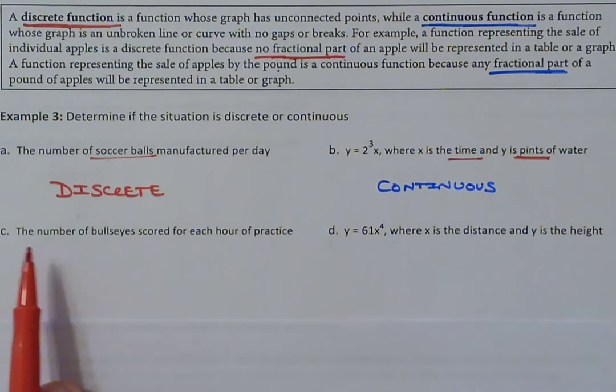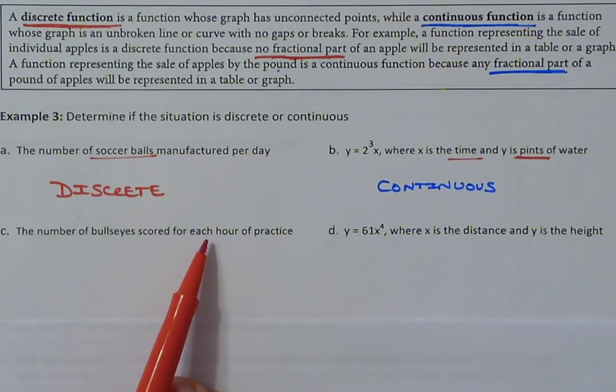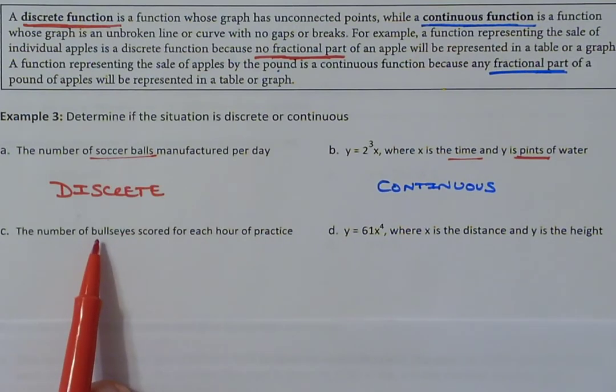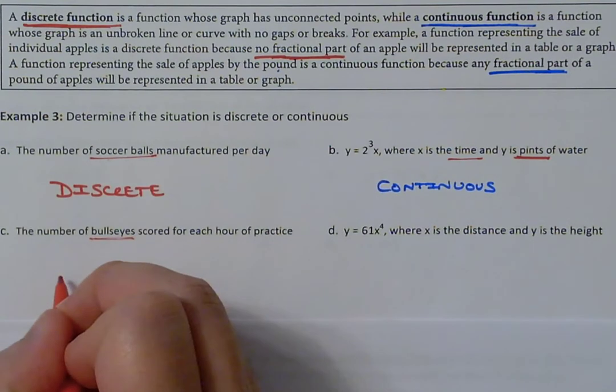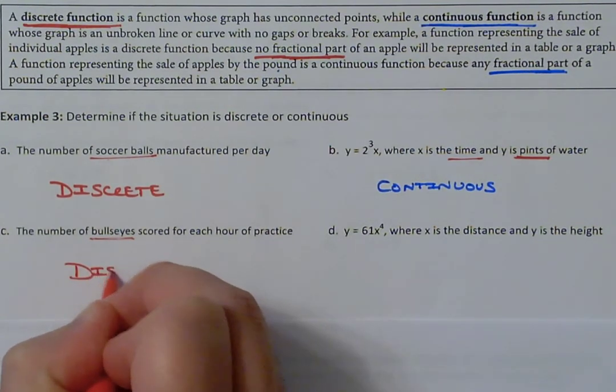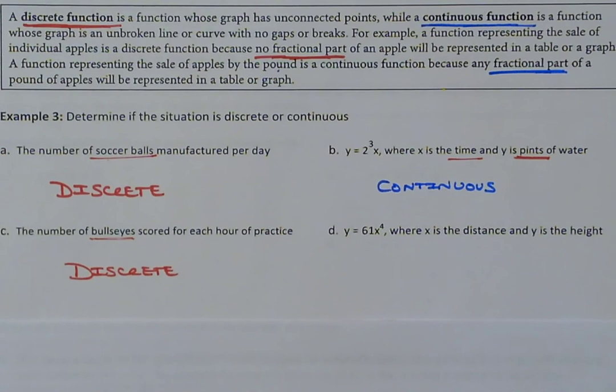Alright, if we look at C, the number of bullseyes scored for each hour of practice. Now, can I have fractional time? Yes. I can have half an hour, 3/4 of an hour, a quarter of an hour. Can I have half a bullseye? No, because you either have a bullseye or no bullseye. So that means this is discrete because I cannot have half a bullseye. It's an all or nothing thing. So I can have 1 bullseye, 2 bullseyes, 3, 4, and so on, but you cannot have 3.5 bullseyes. It's all or nothing.